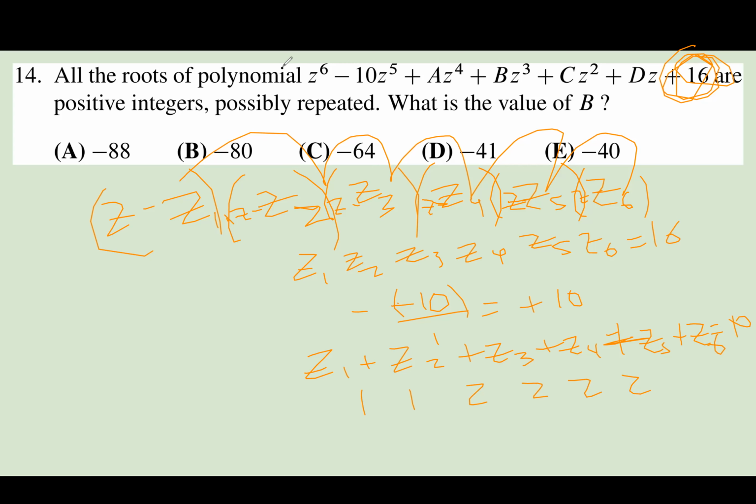Okay, so now the question asks, what is the value of b? So b is the coefficient of the cube term, the third degree term, right? So we know that we basically have something of the form z minus 1 times z minus 1 times z minus 2 times z minus 2 times z minus 2 times z minus 2, right? And we want to know what coefficient we'll get in front of the z cubed term.